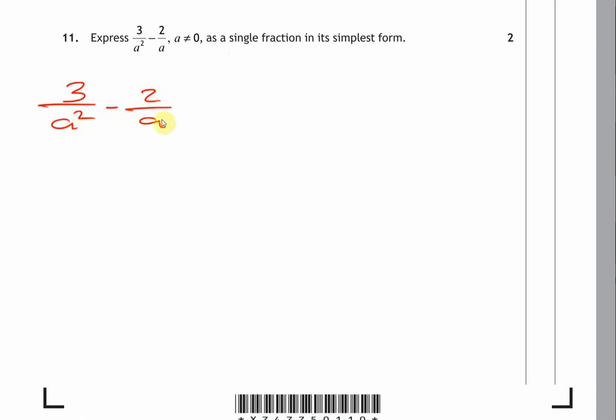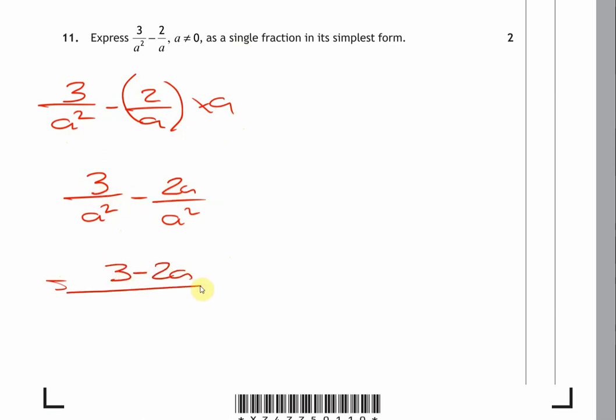Whereas what we can do here is this is a and this is a squared. If we times the second fraction by a, then we get a squared on the bottom. So we would have 3 over a squared minus, then it's going to be 2a over a squared. So then we have a squared on the bottom, so therefore we can take these values away. So we get 3 minus 2a over a squared.